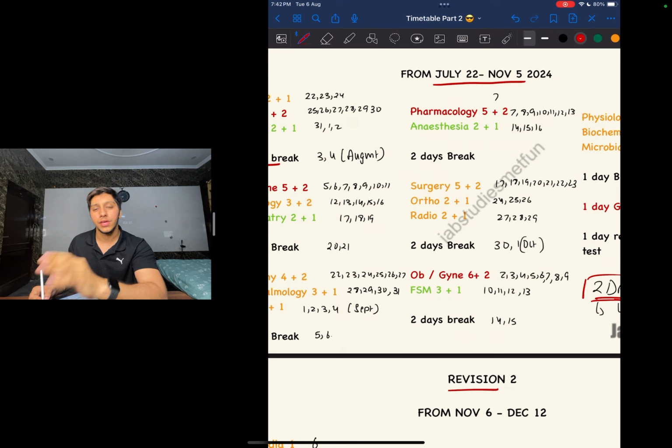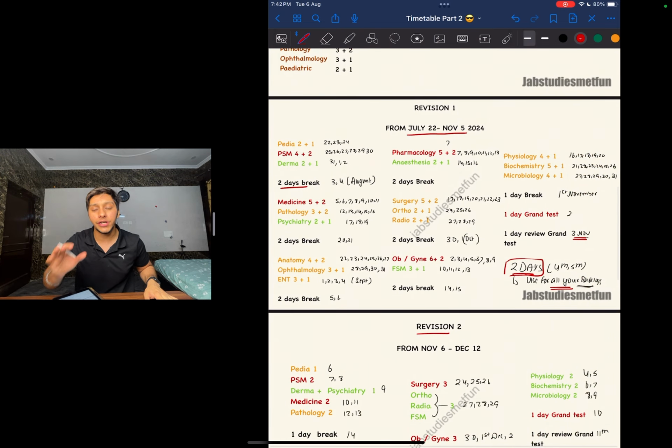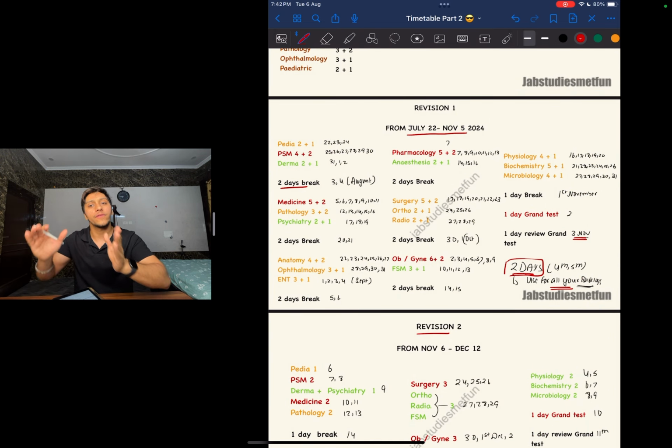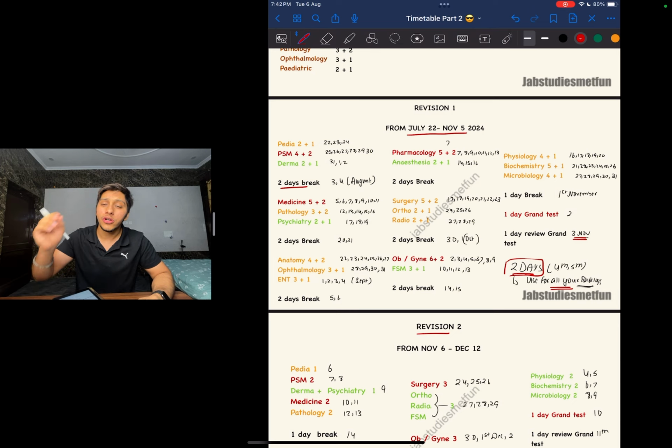Don't do that. Even though if you're having a huge amount of backlog of a specific subject, once those days are done, please don't continue with the same subject again. Move on with another subject. The goal is to know basics of all subjects rather than specializing in one subject. For that, PG is coming. Right now, clear your FMG exam.